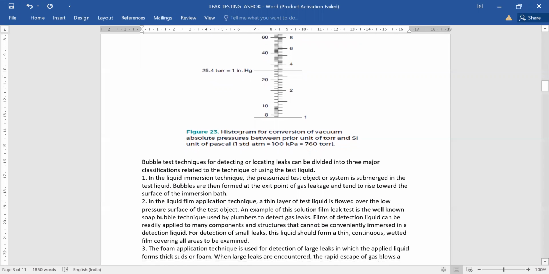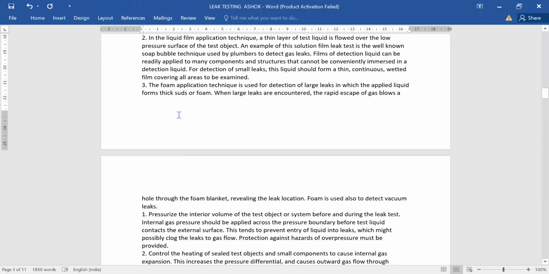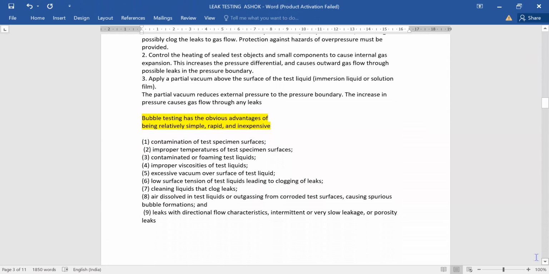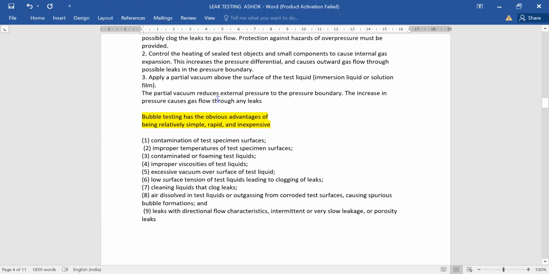Plumbers detect gas leaks this way. The foam application technique is used for detection of large leaks, in which liquid foam is applied in thick sheets of foam. When large leaks are encountered, the rapid escape of gas blows a hole through the foam, revealing the leak location. Bubble testing has an obvious advantage.